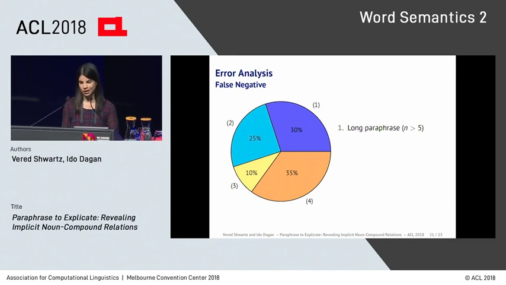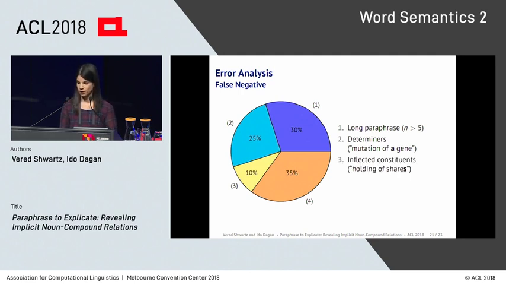Unfortunately, since we used the Google Ngrams corpus, we were constrained to up to 5 words, and many of them were longer than that. We also conflated similar paraphrases before training by removing determiners and adjectives, but then 25% of the test paraphrases contained determiners. And some inflected constituents, 10%. So, for example, for shareholding, we predicted holding of shares, and holding of share, and the gold standard said holding of shares.